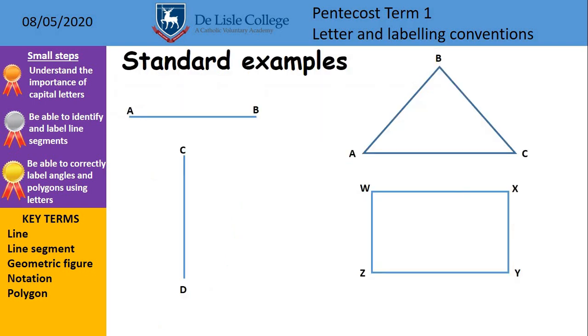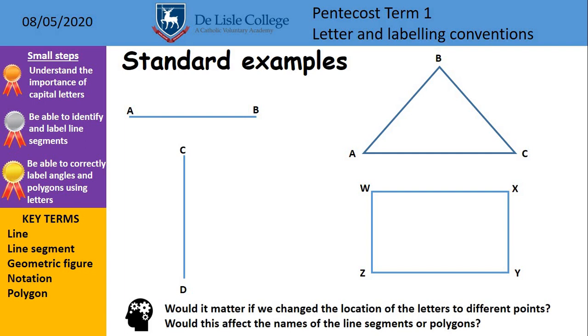A few standard examples appearing now. Would it matter if we change the location of the letters to different points? Would this affect the names of the line segments or polygons? Okay, so just have a think there. If you swap some of these letters around, how would it change it?